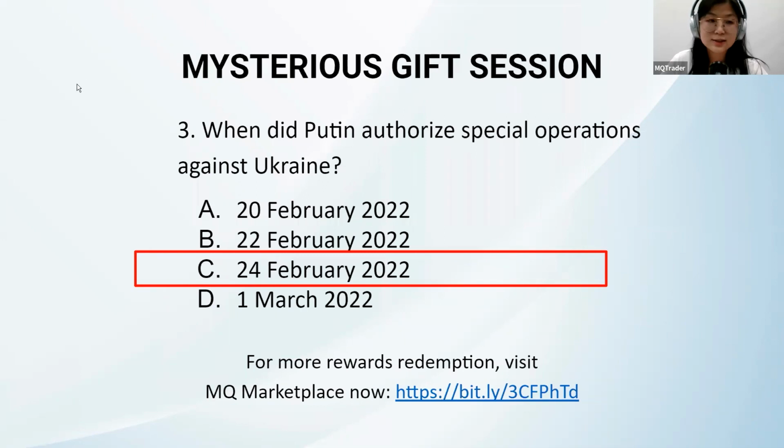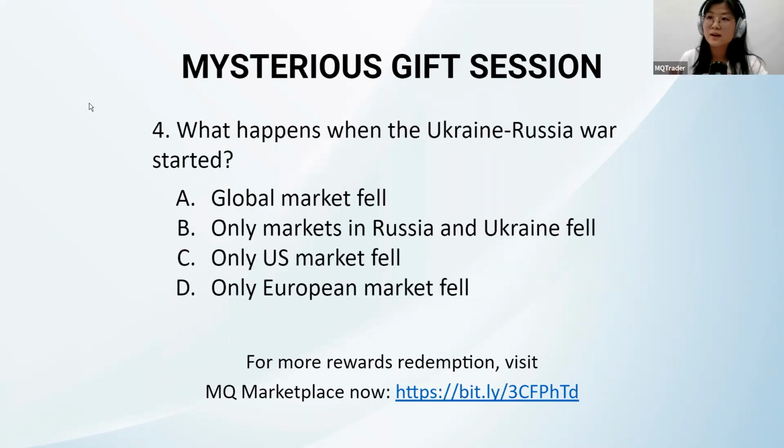Okay, so keep your keyboard ready. We have 2 more questions to go. You can still have your chance. The 4th question: what happens when the Ukraine and Russia war started? Is it the global market fell, or only the Russia and Ukraine market fell, or only the US market fell, or only the European market fell? Which one is the correct answer?